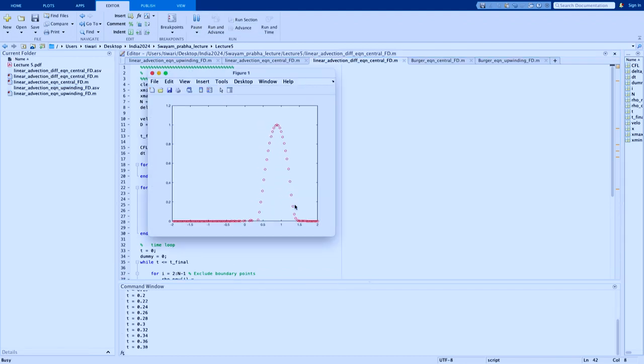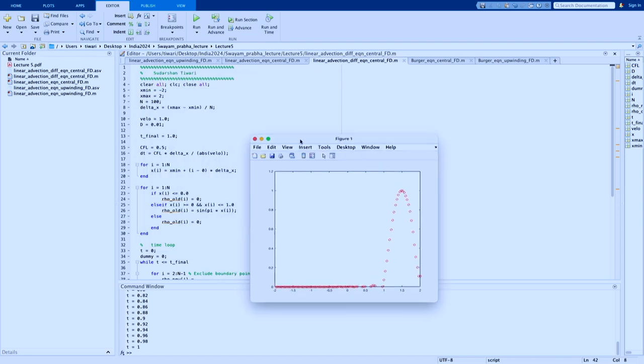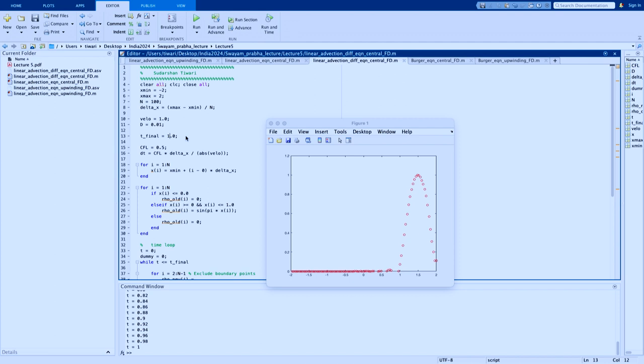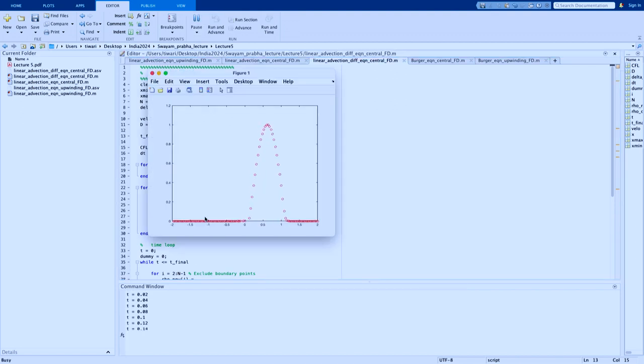So we get, there is not any problem. Now even if I take the negative part, the final time I just take a little bit shorter, maybe 0.75, because it is already out of my domain. So then we do not get out of the domain. We are still inside the domain.